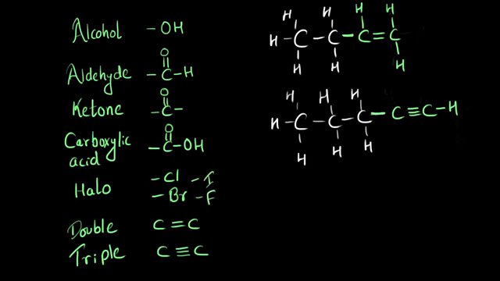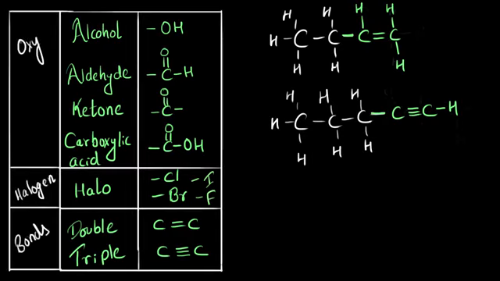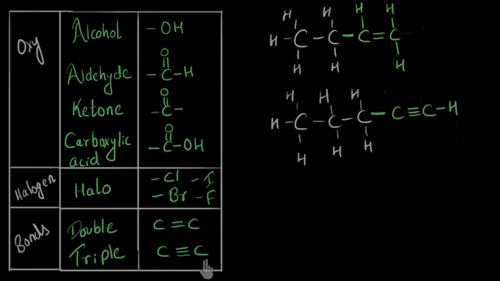So we have seen a lot of functional groups, and these are the broad categories. One is the oxygen containing functional groups, which has alcohol, aldehyde, ketone, and carboxylic acid. The other is the halogen containing functional groups, which include chlorine, bromine, iodine, and fluorine. And the third category is of bonds, double bond and triple bonds. These are also functional groups.